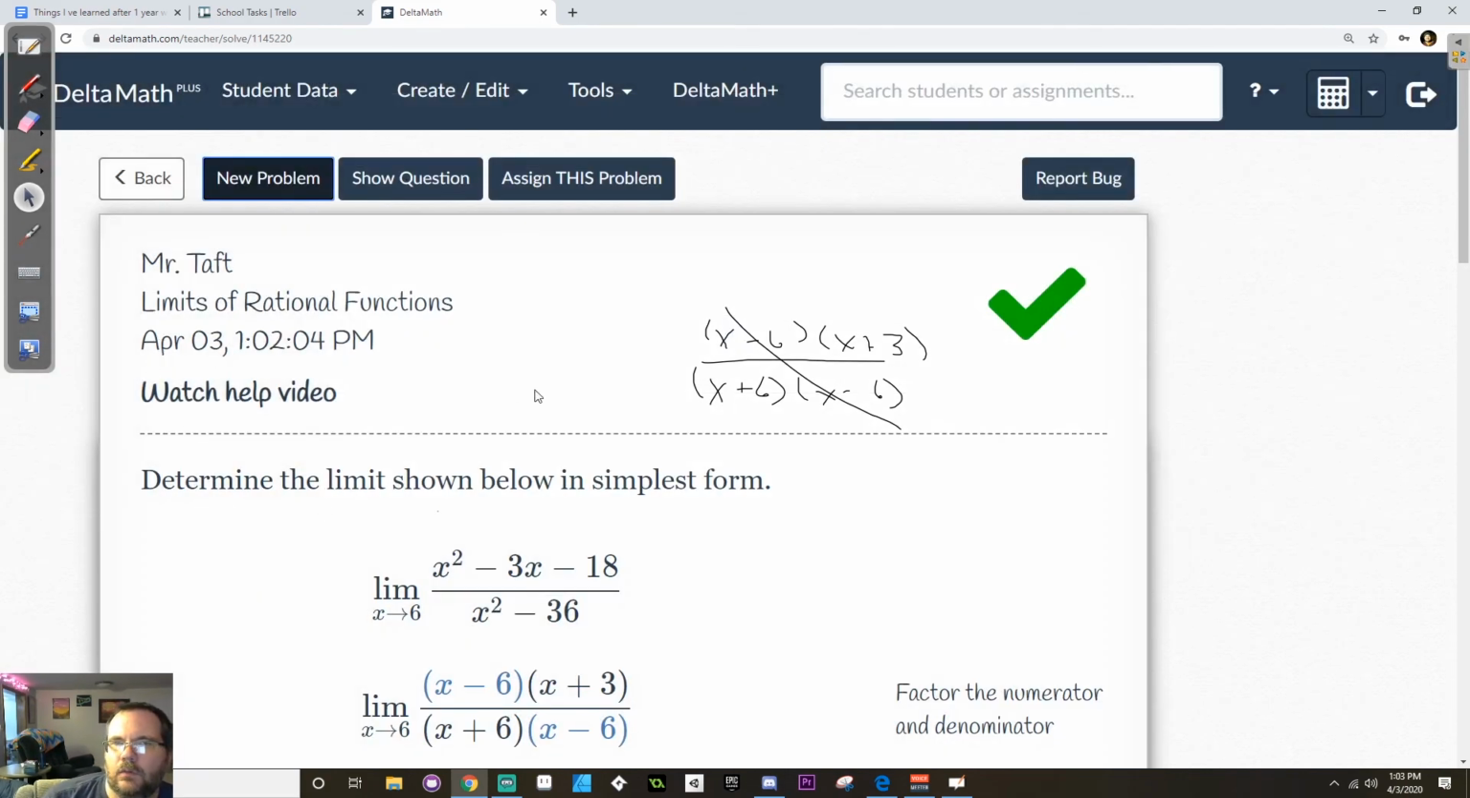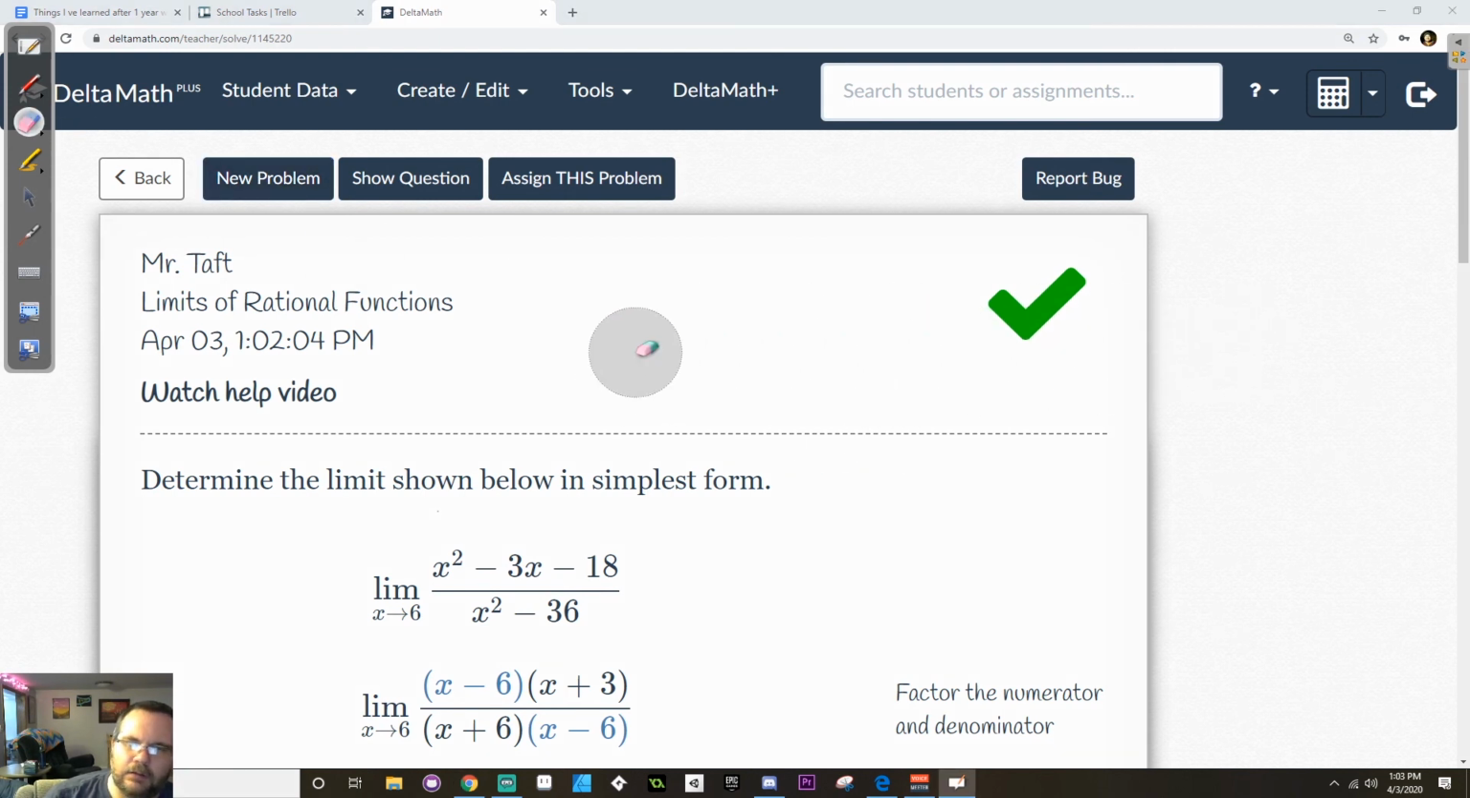Cool. So that's your assignment for the week, those two. I think I have them both unlocking on Monday, and then they're due on Tuesday the 14th.